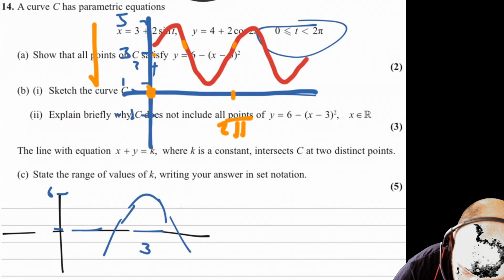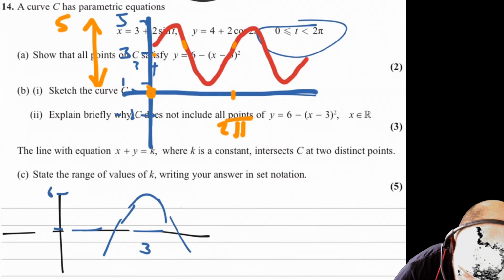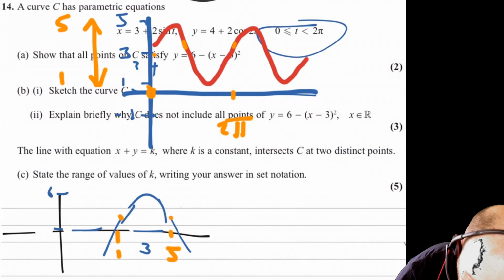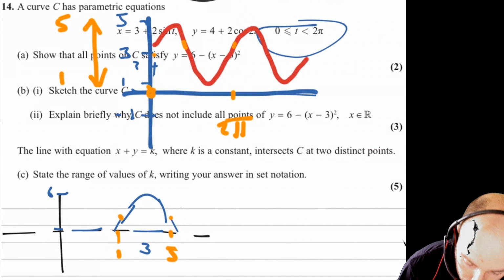Well, x maximum is going to be 5. Minimum is going to be 1. So my maximum on this one's going to be 5. My minimum is going to be 1. Because it's quadratic, it's going to be symmetrical. So I can find out what y value relates to those two.